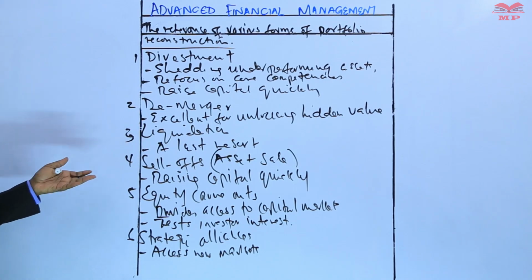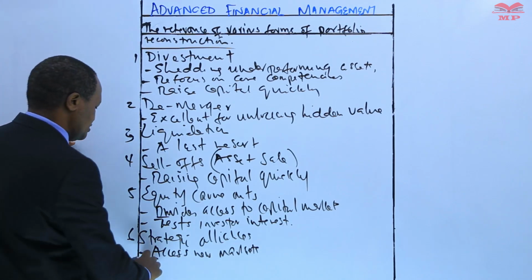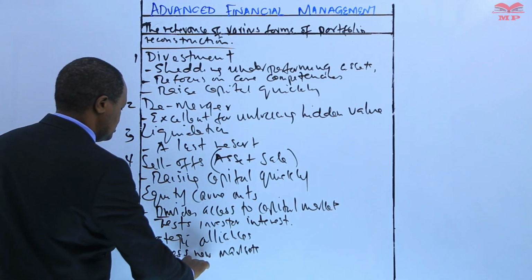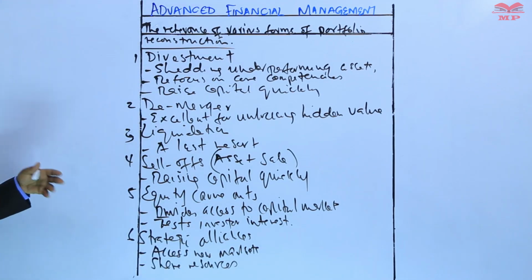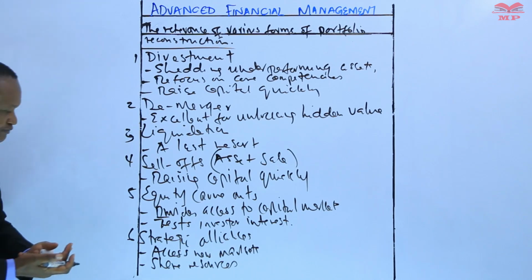All right. Strategic alliances can also enable companies to share resources. That is another reason for strategic alliances, sharing of resources, and also to collaborate on innovation without a full merger.